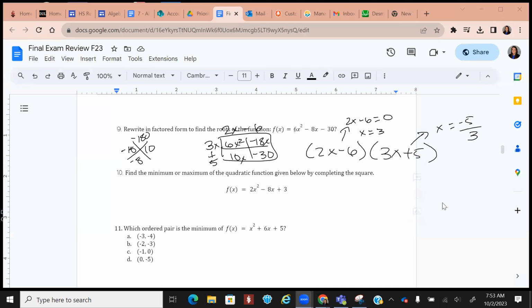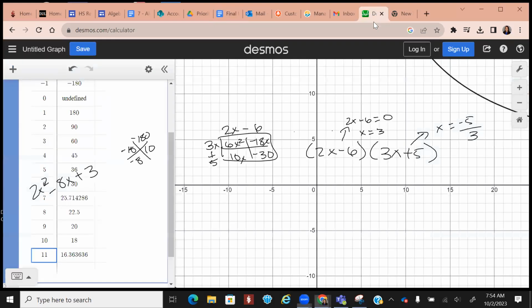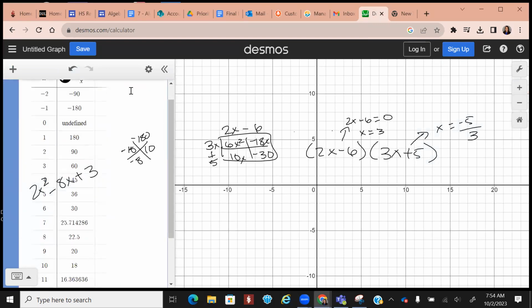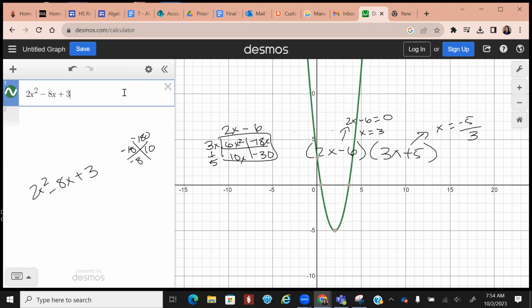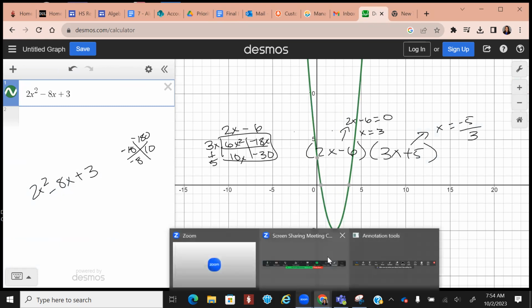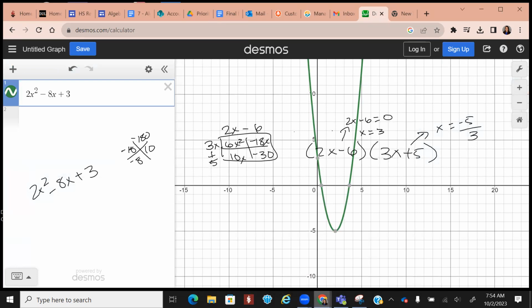This one asks us to complete the square. Remember, when we complete the square, first we're going to divide everything by 2 and then move our C term. But another way you could have done this without having to actually solve anything is you're going to take this and plug it into Desmos. And then you can find the minimum. So it's right there. It's -5.